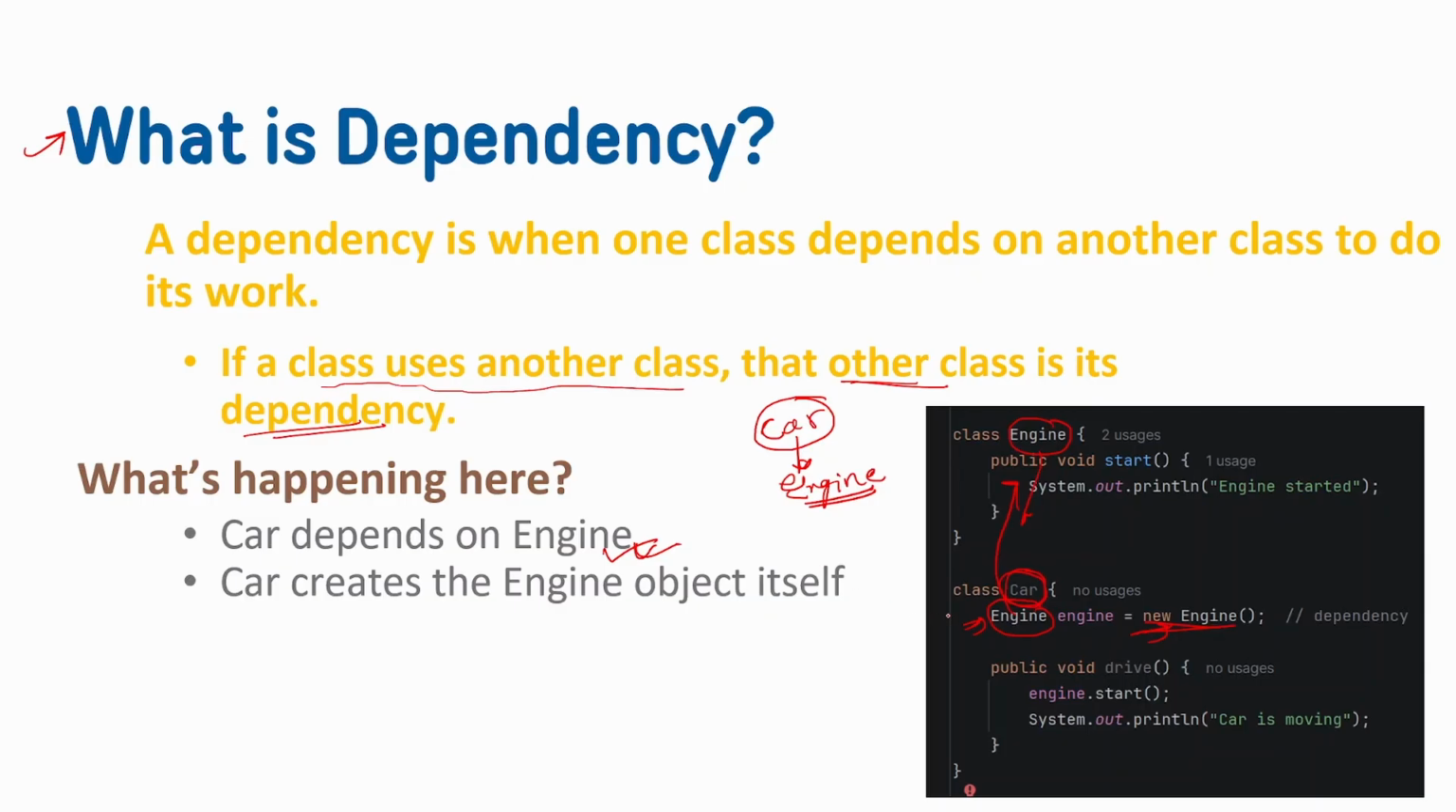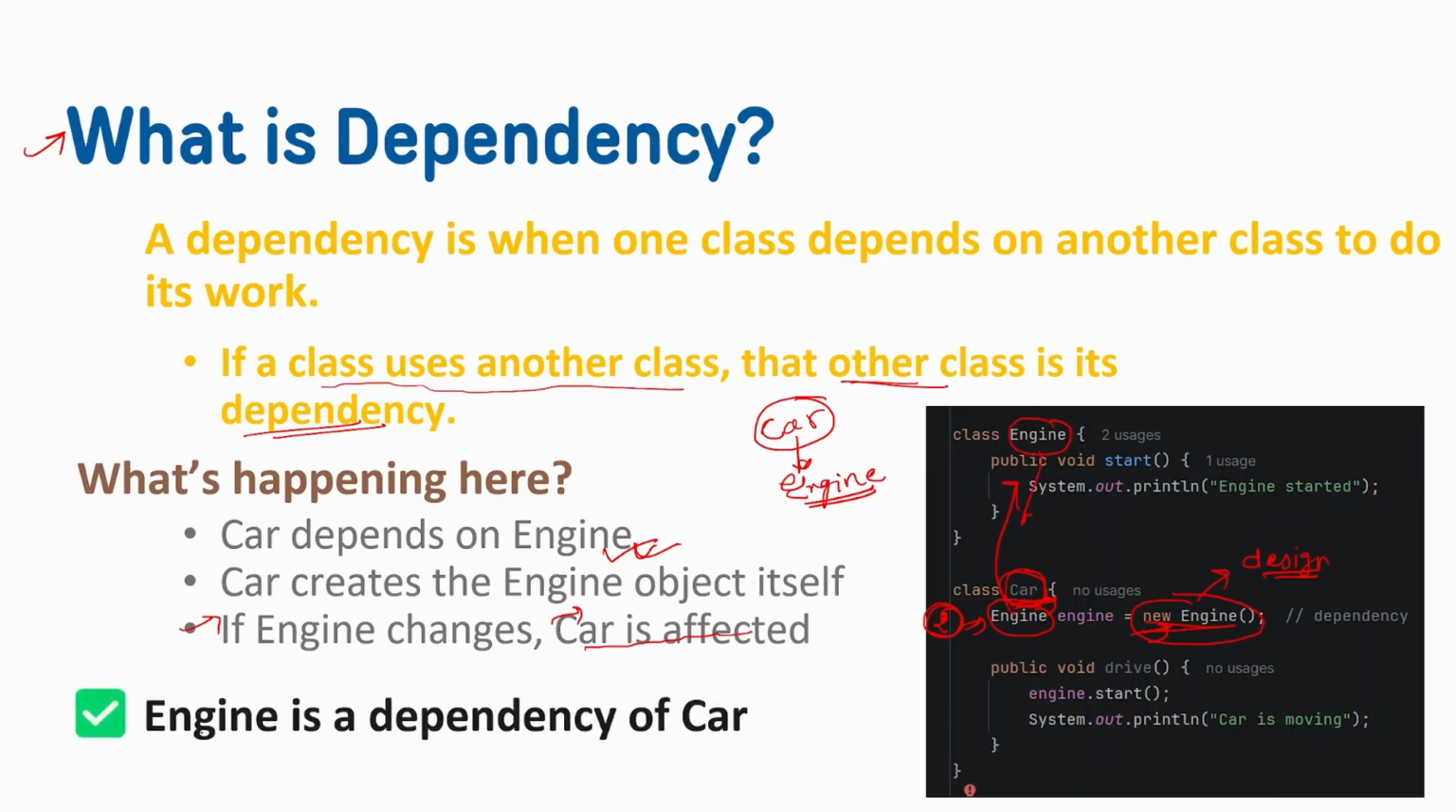The second thing you can notice is that the Car created the Engine object itself, and it is a major design problem. Why is this a problem? Suppose the Engine changes, then the Car is affected, and we have to change the Car also. So here Engine is a dependency of Car.